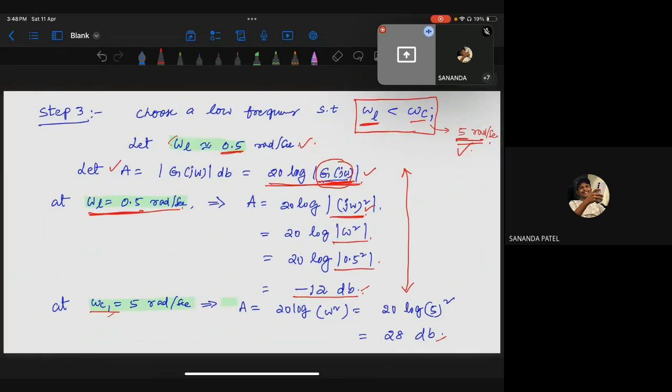Next. When we reach omega C1 equal to 5, we almost reach the end of this j omega squared. So that's why we are taking the same expression. Instead of 0.5, now we substitute 5. This is the value. Is this step clear? Yes, sir. So when omega L is equal to 0.5, the magnitude on the y-axis is minus 12 dB. You should remember that. When omega C1 is equal to 5, the magnitude is 28 dB. These two values we needed.